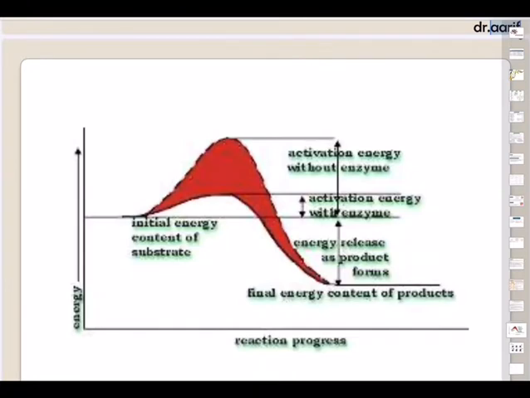So the difference you can see: first we have one graph which shows energy release as product forms, with the activation energy without enzyme on top and the activation energy with enzyme. Now see the difference. Activation energy without enzyme is very large. Activation energy in the presence of enzyme is very narrow. And see how quickly the product is formed.